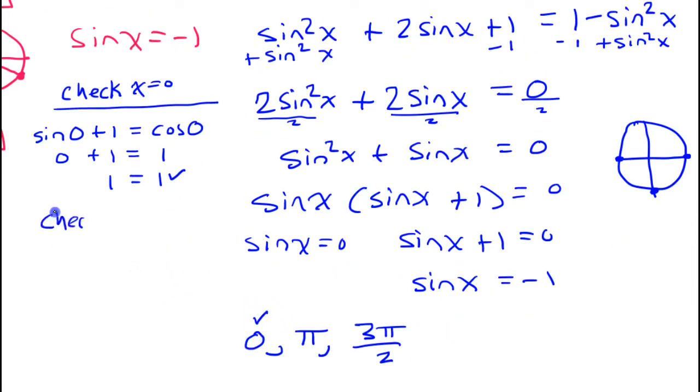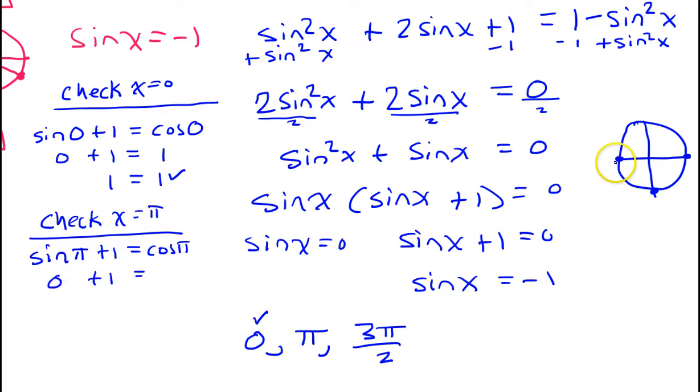Now I'm going to check x equals pi. I'm copying off of this so I don't have to scroll all the way up. So this would give me sine of pi plus 1 is equal to cosine of pi. Well, sine of pi is 0. It's the y value. So I have 0 plus 1. Now, cosine of pi is negative 1, because cosine is the x value, and that's negative 1 right here. So that gives me 1 is equal to negative 1. That did not work. So that means pi is not a valid solution. I'm going to get rid of it.